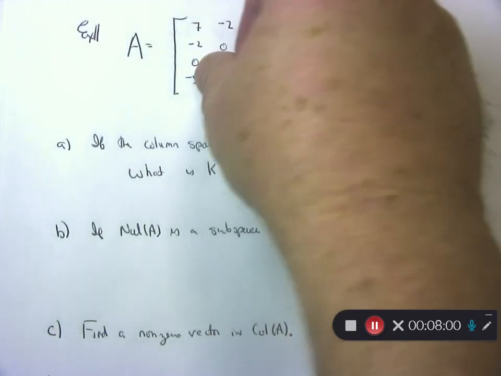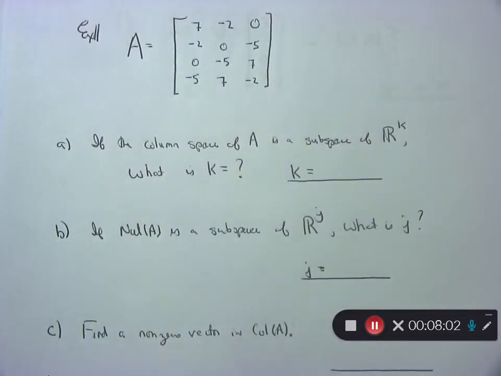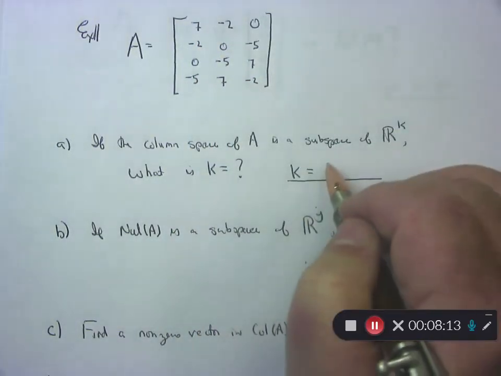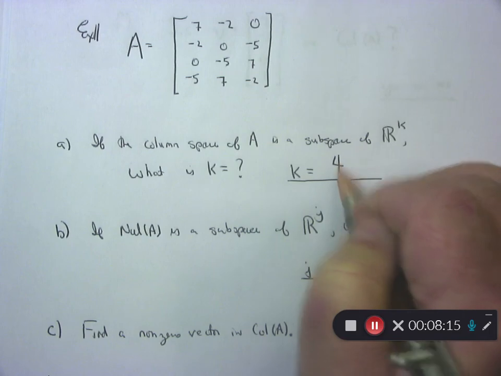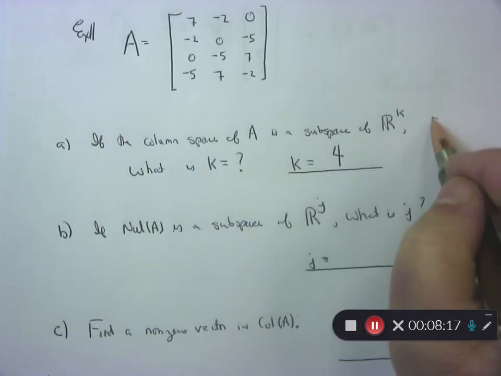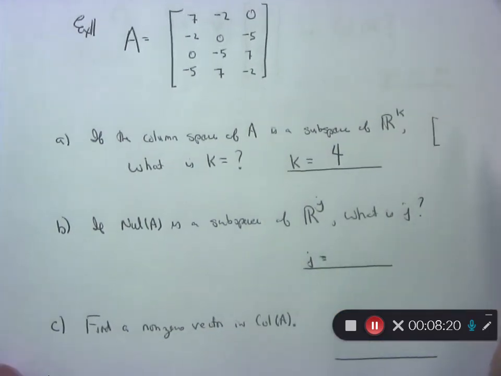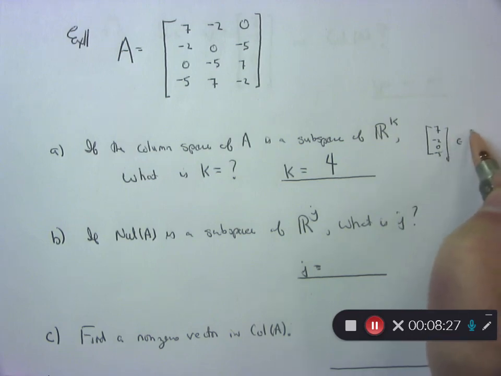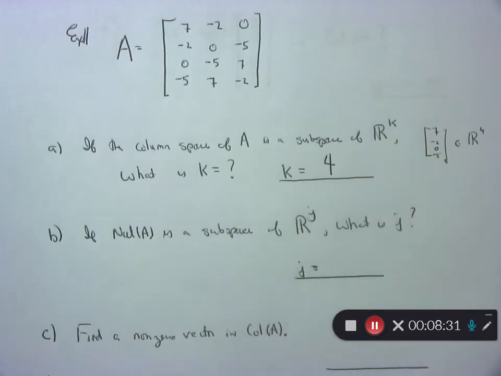1, 2, 3, 4. You notice this matrix is a 4 by 3. Got to mess you up on the not square thing here. But the columns have 4 components. So K would be equal to 4. Just as an example, let me show you what one of the vectors looks like. It is 7, negative 2, 0, negative 5. This is a vector in R4. So K has got to be 4. Does that make sense? Keep going.